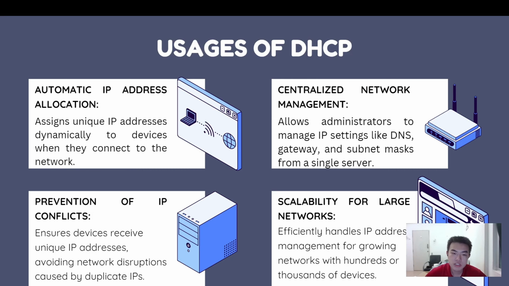Third is prevention of IP conflicts. DHCP prevents two devices from accidentally being assigned the same IP address, avoiding disruption to the network.